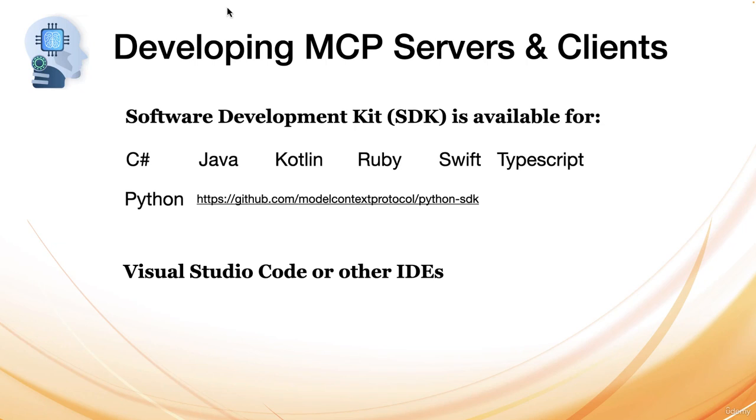As I promised before, in this section of the course, we want to see how we can code our own MCP servers based on the host client server architecture. If you want to follow this architecture, there are software development kits that you can use, and they make the development of MCP servers very easy. At the moment, SDK is available for C#, Java, Kotlin, Ruby, Swift, and TypeScript. Unfortunately, there is no SDK for Go.